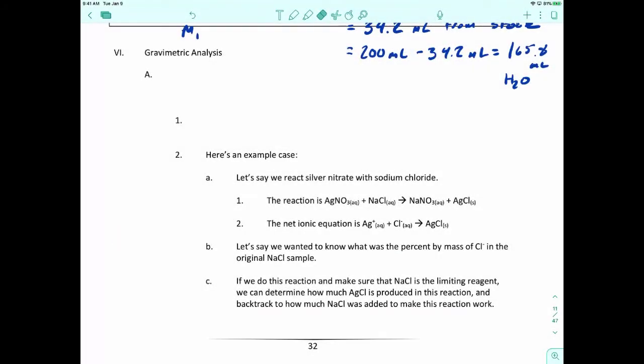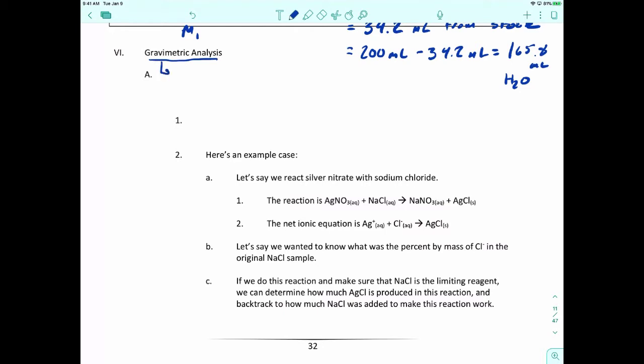Let's apply everything that we talked about with molarity and dilutions, and let's apply this to stoichiometry. There's a series of problems that we can use molarity for to help us solve some information in stoichiometry. The first type of problem is called gravimetric analysis.